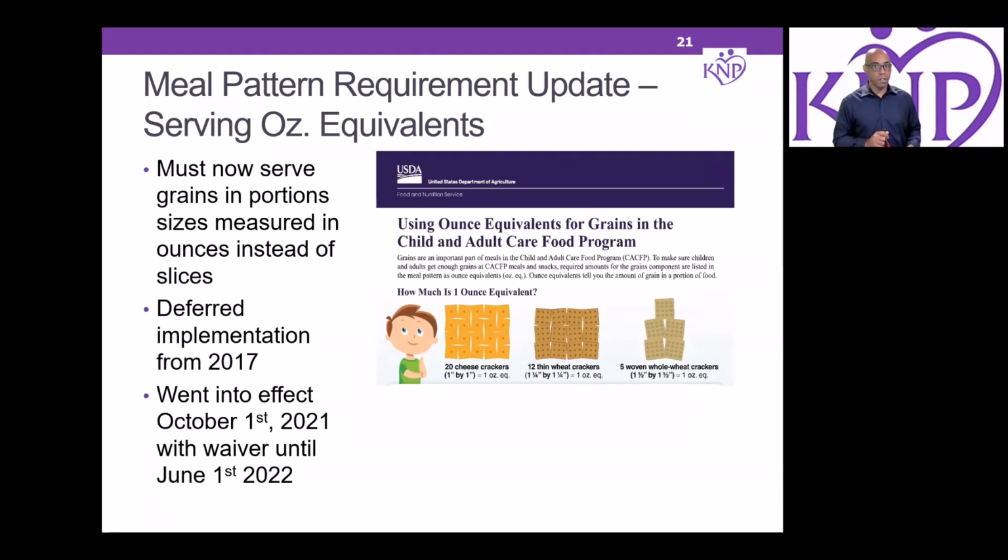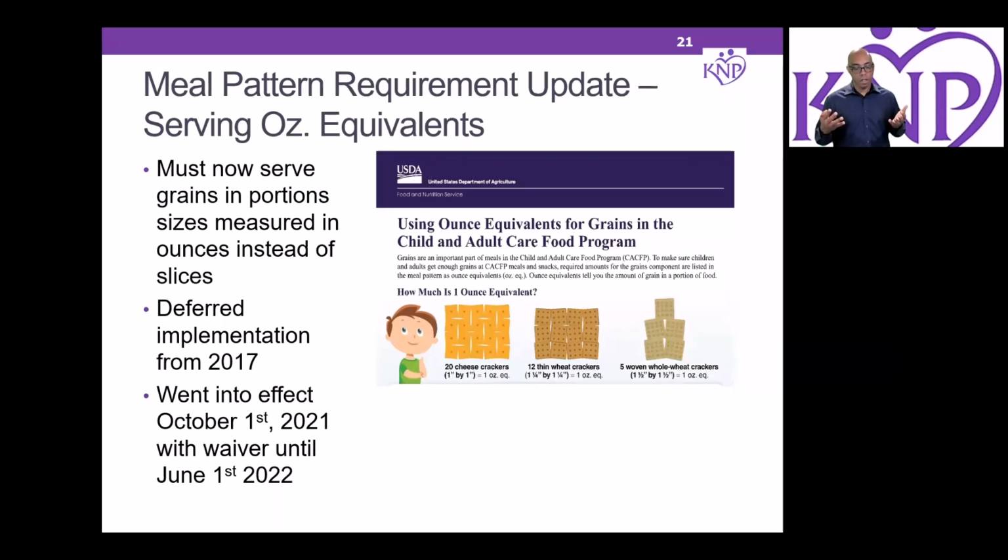So for years, if you looked at the meal pattern requirement, where you had the grains listed, everything was listed in terms of slices. That rule has now changed. So now the rule is when we're serving grains, the serving sizes have to be in what's called ounce equivalents. So for the most part, as long as you keep it simple, this is a pretty easy requirement to follow.